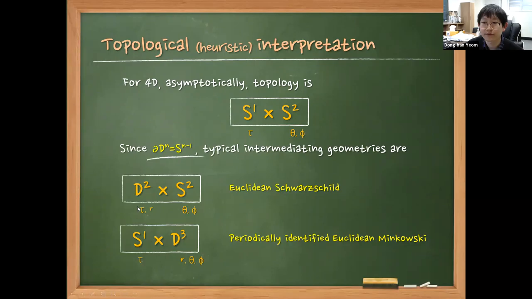D2 is related to tau and r, and S2 is related to theta and phi. As I previously mentioned, if you choose a proper Euclidean time, then you obtain the D2 geometry, described by the tau and r coordinates. One other thing is the zero mass case. If the mass is zero, then it is Minkowski geometry. In Minkowski geometry, this is the radial direction, and here is r equals zero. So indeed there is a big hole, and you can periodically identify through the time. Tau is nothing but a circle, and here is S2. So this becomes S3.